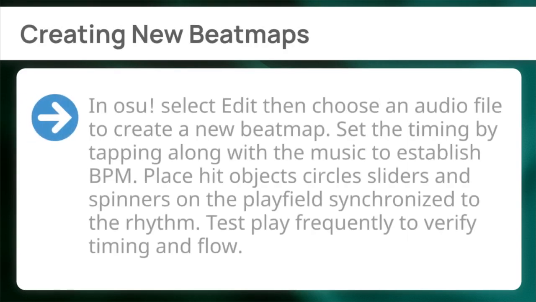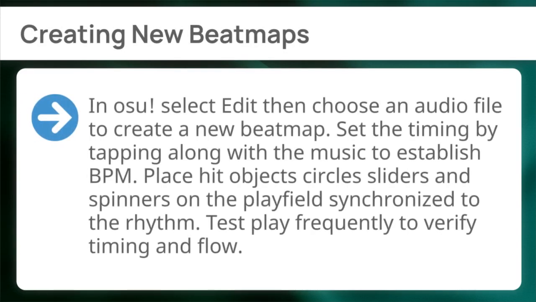Finally, creating new Beatmaps. In osu!, select Edit, then choose an audio file to create a new Beatmap. Set the timing by tapping along with the music to establish BPM. Place hit objects, circles, sliders, and spinners on the playfield synchronized to the rhythm. Test play frequently to verify timing and flow.